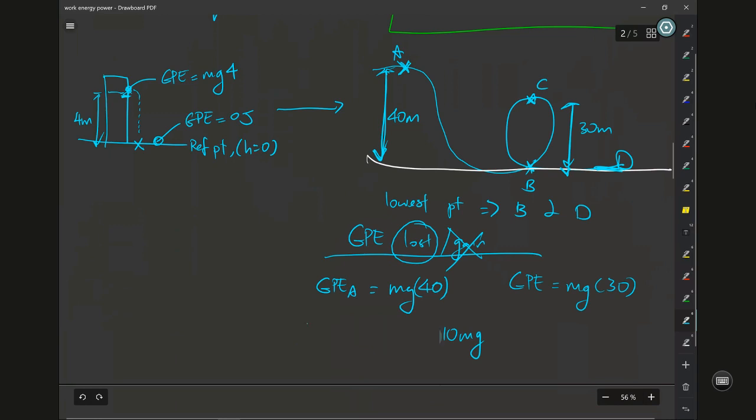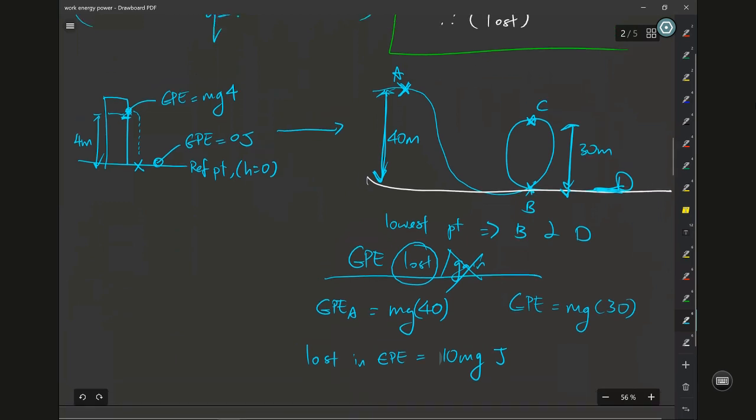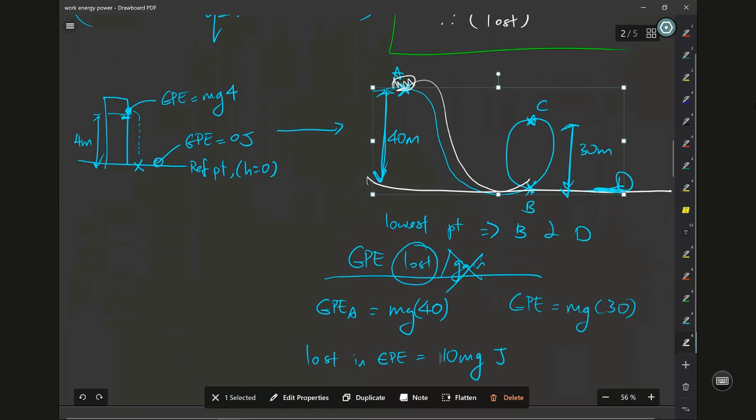You just need to know that it's a loss, and you're going to write loss in GP equals to negative 10 mg joules. Okay, now I would like to ask, at this point, if let's say I have a roller coaster, it starts off at A, then goes down, hits B, and then goes up to C.